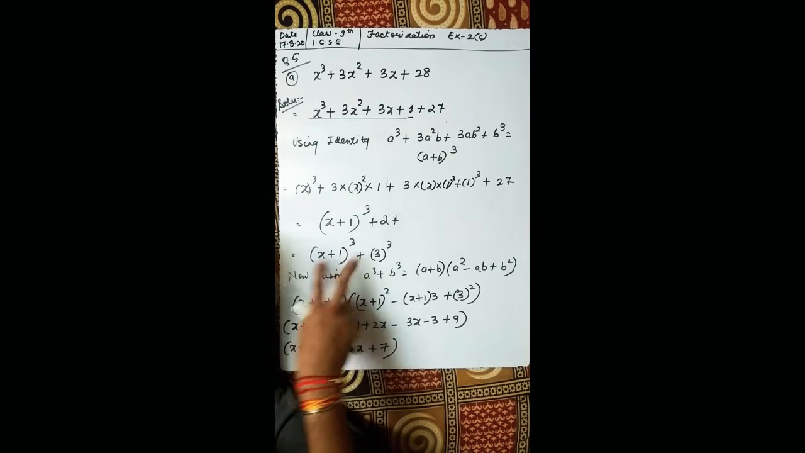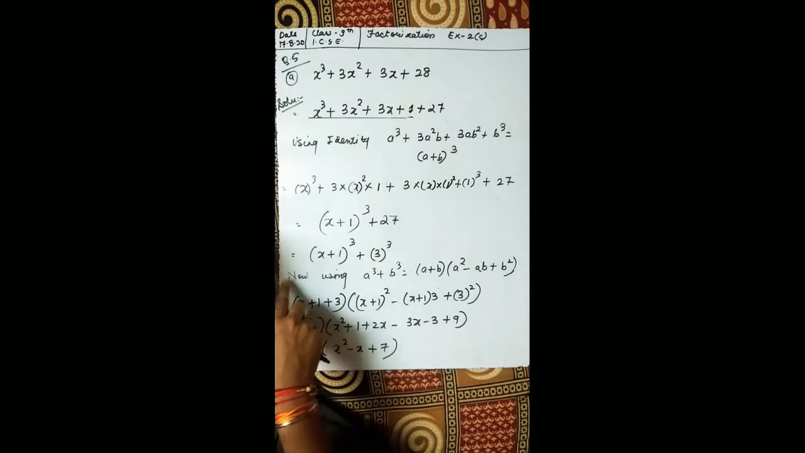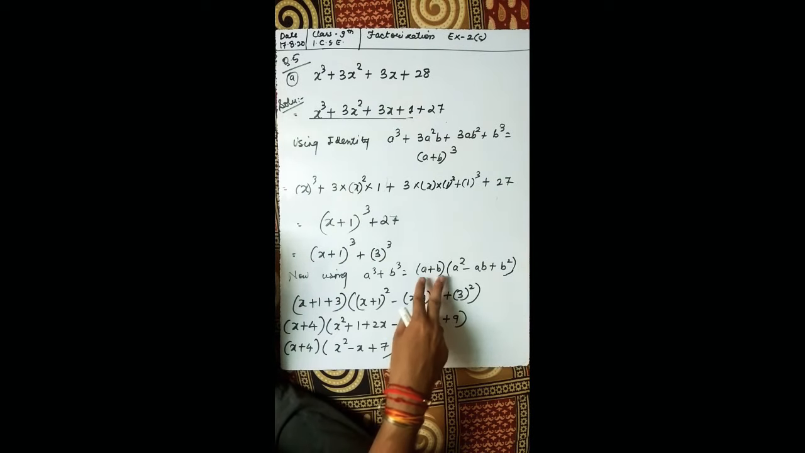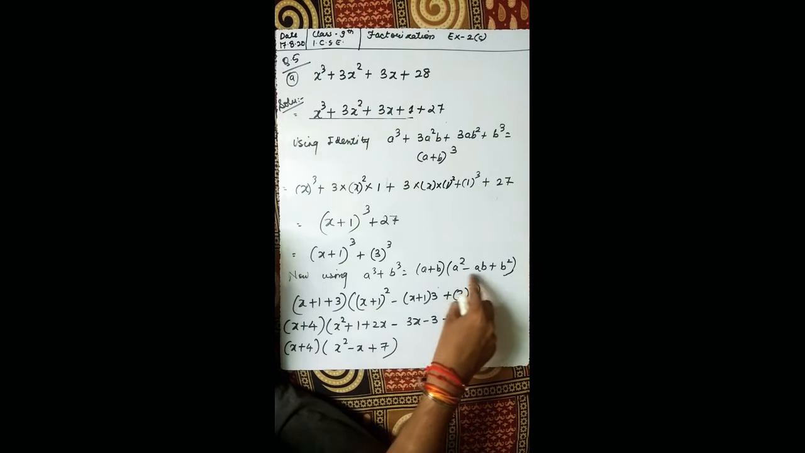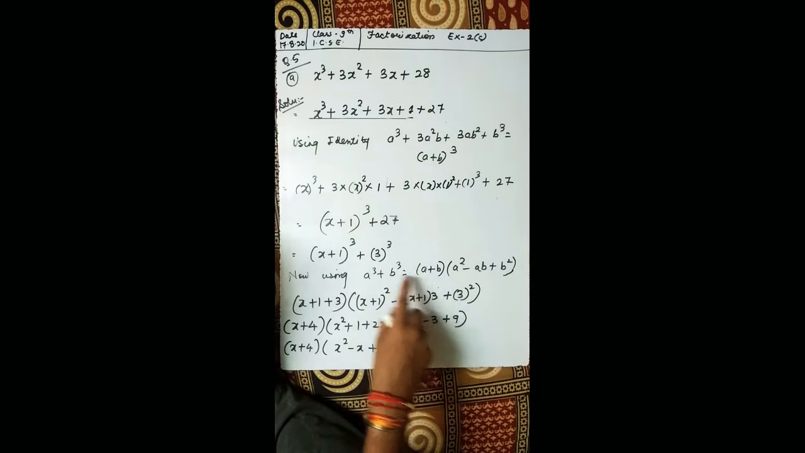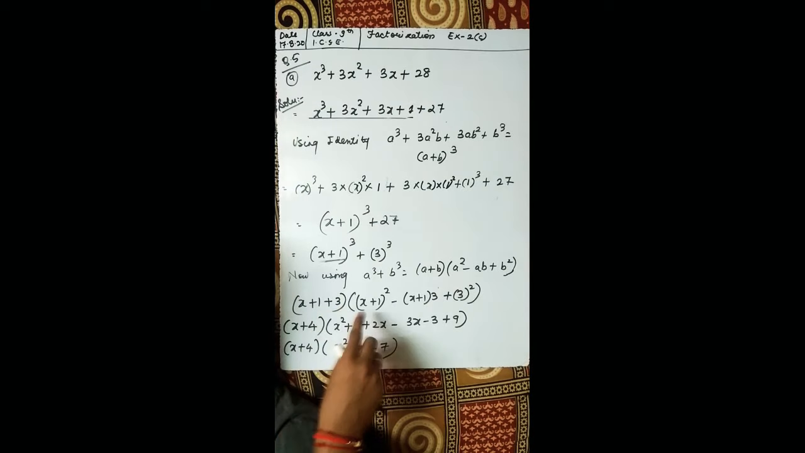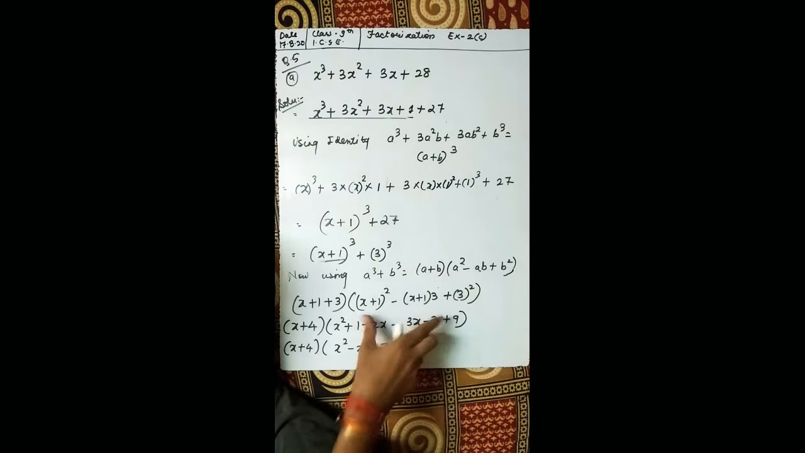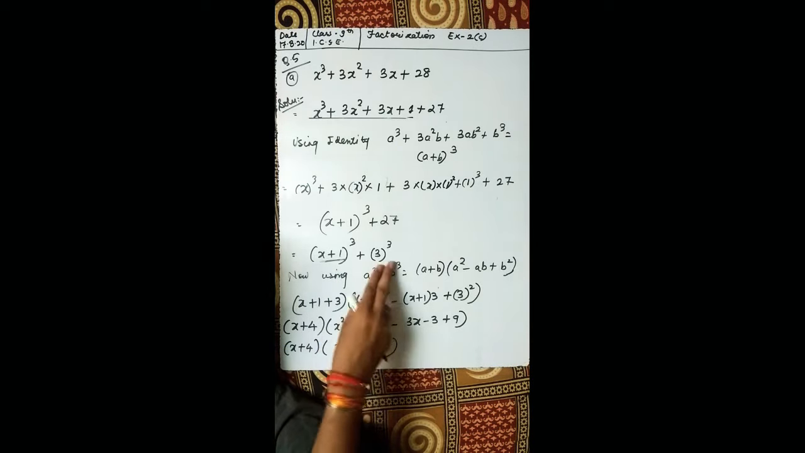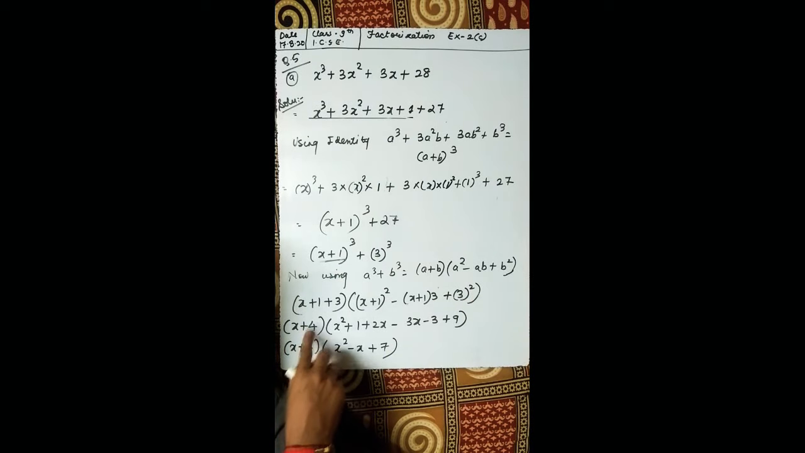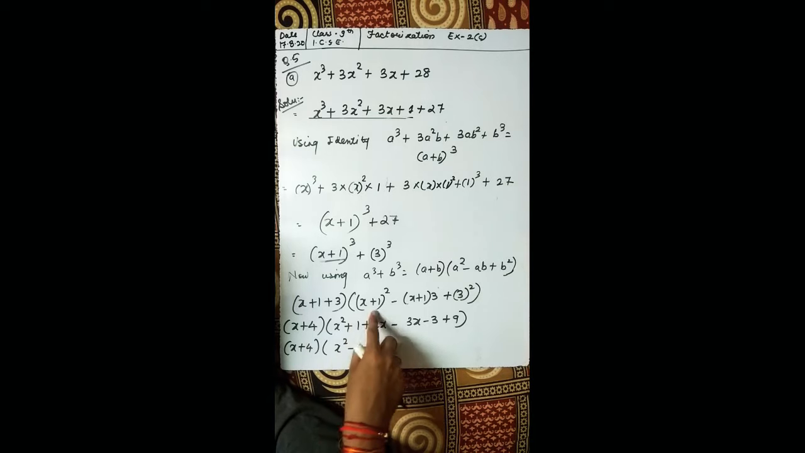Okay, 27 is 3 cube. Now using a cube plus b cube identity, which is a plus b bracket a square minus ab plus b square. What is our a? This is x plus 1, so a plus b, and in the bracket a square, that is x plus 1 the whole square, minus ab, x plus 1 into 3, plus b square, that is 3 square. So x plus 1 plus 3 is 4.